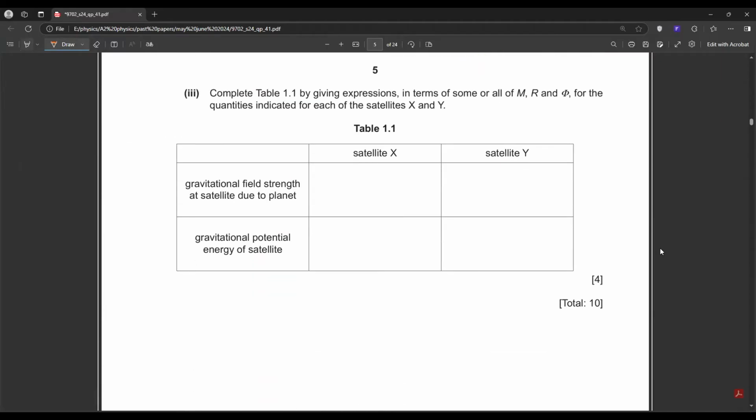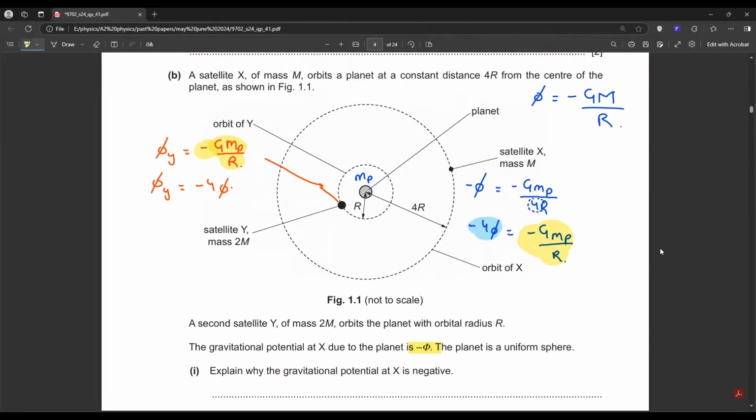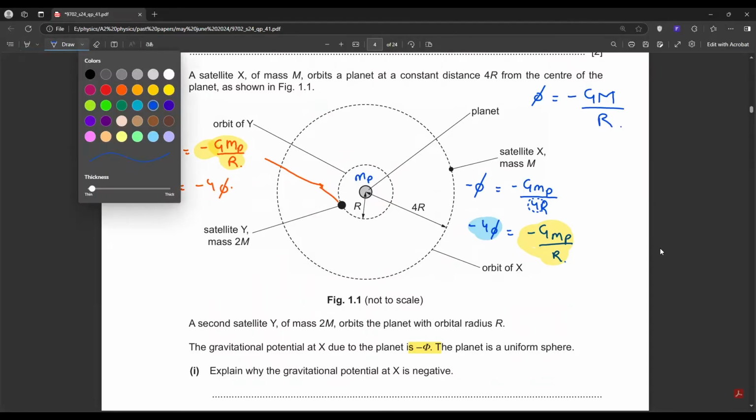Now you have to determine an expression for gravitational field strength at satellite X due to the planet. So now we have to calculate the gravitational field strength at point X. Okay, at satellite X, you can say that. How will we do that? Let's take a blue color to maintain consistency.